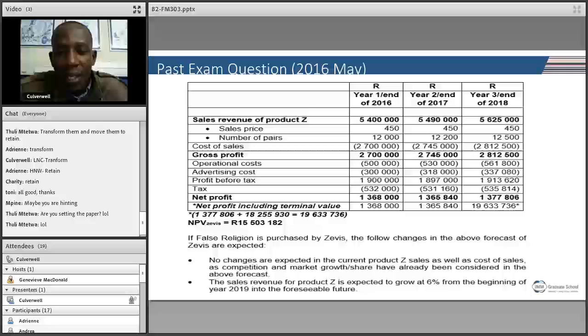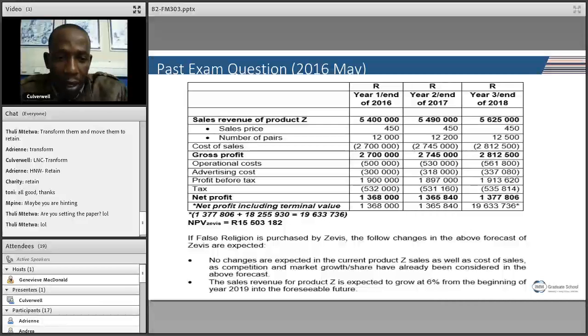I'll have the tax in brackets. Then you say 1.9 million minus the tax of 532,000. You're going to get yourself a net profit of 1,368,000. That is exactly what is happening on year 2016, 2017, and 2018.